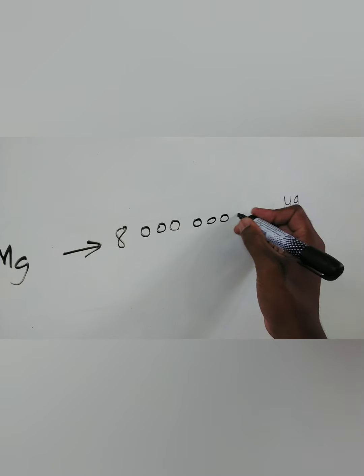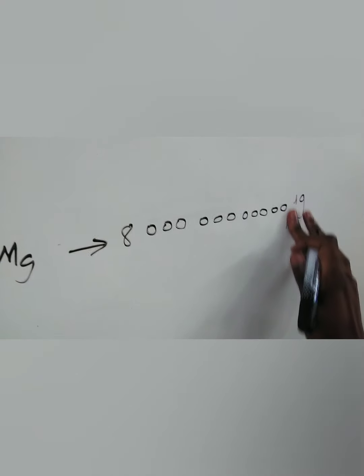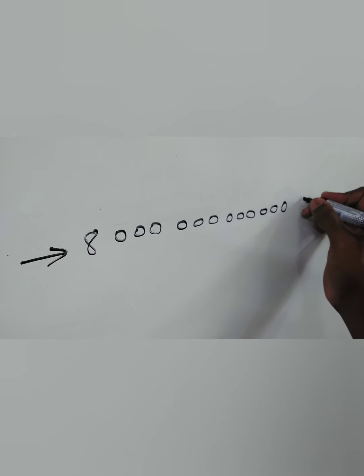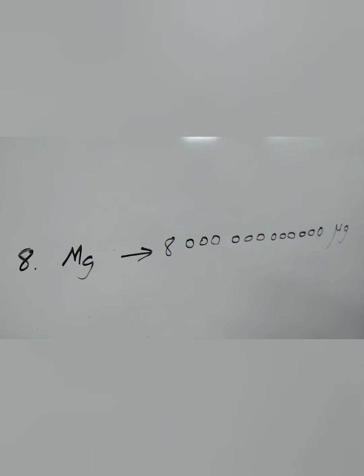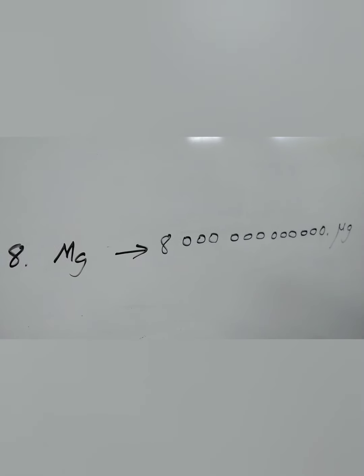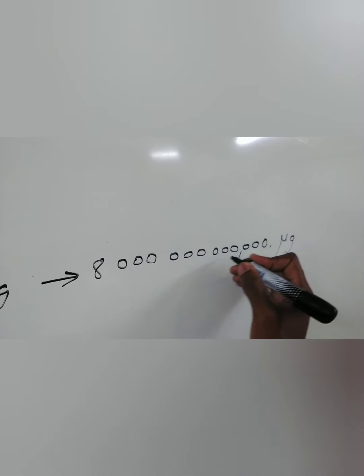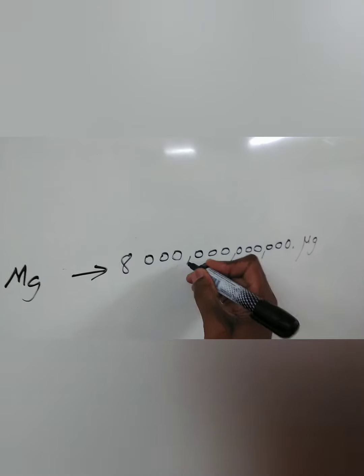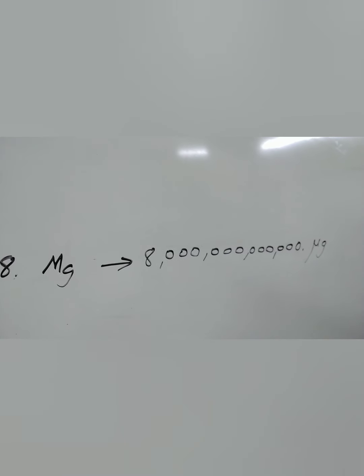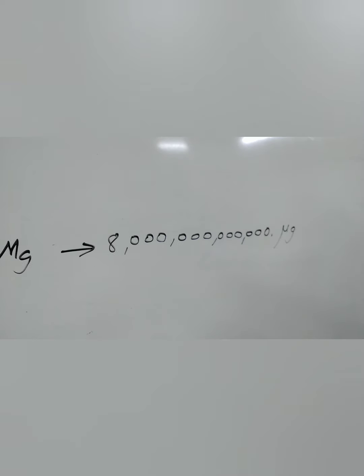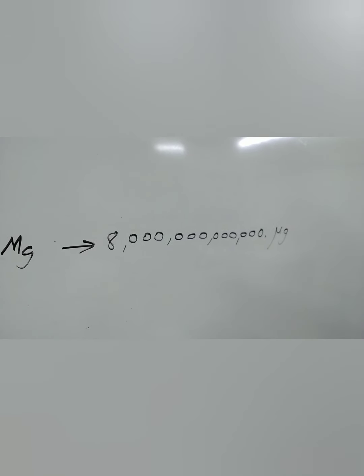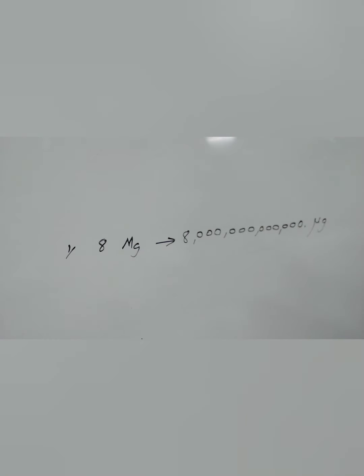4, 5, 6, 7, 8, 9, 10, 11. I need more space. 12. And the point is now there. So 8 megagrams is the same thing as 1,000, million, billion, trillion. 8 trillion micrograms, as you can see. So, in essence, this is how we use the table in order to convert. Take a good look.